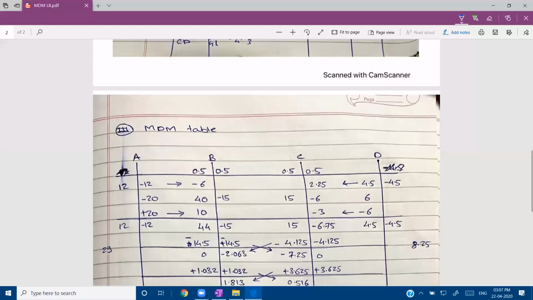So here we have a beam like this, A, B, C, D, a three span continuous beam. On the left side of A, there is an overhang AE of 1.2 meter. On the right side of D, there is an overhang DF of 1.5 meter. AB has length of 6 meter. BC has length of 4 meter. CD has length of 3 meter.